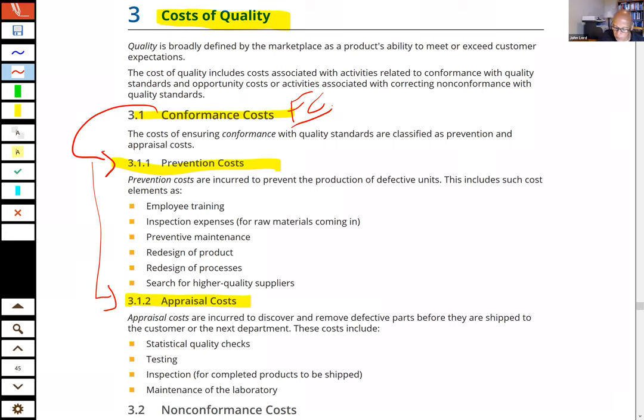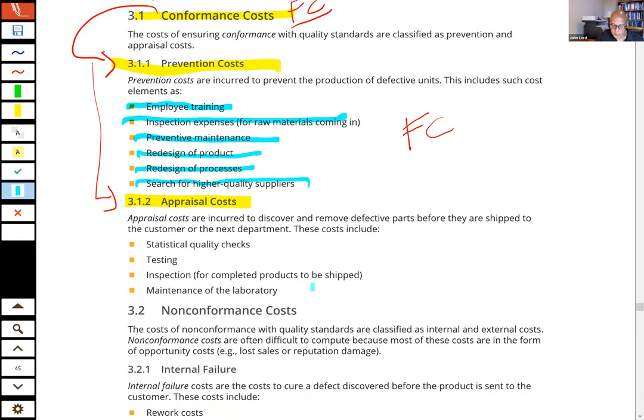Okay, now make another flashcard. This would be flashcard two that lists out prevention costs. And it's pretty easy, guys. It makes sense. It's almost common sense, but I want you to flashcard them because we're going to see in a minute there could be a couple questions where they say which of the following is a prevention versus appraisal cost, that kind of thing. So, employee training is a prevention cost, inspection, preventive maintenance, redesign of processes, search for higher quality suppliers of materials would be a way of preventing defects.